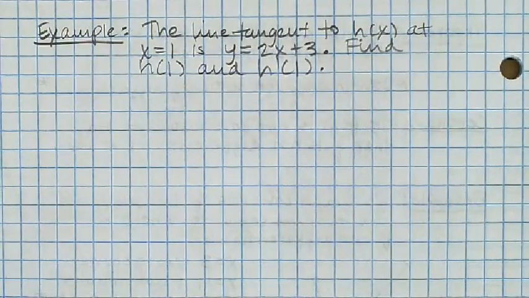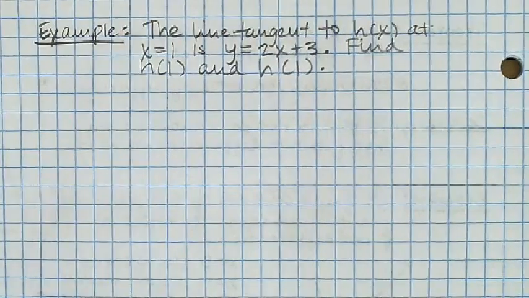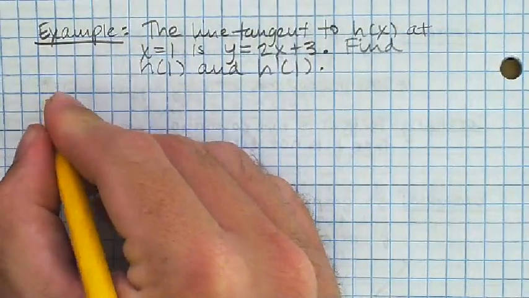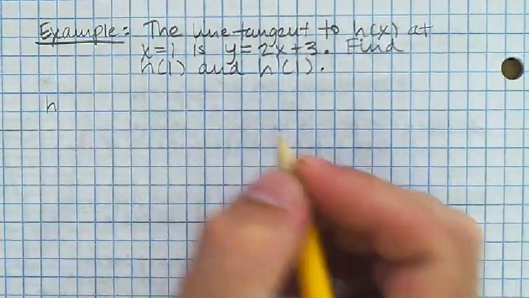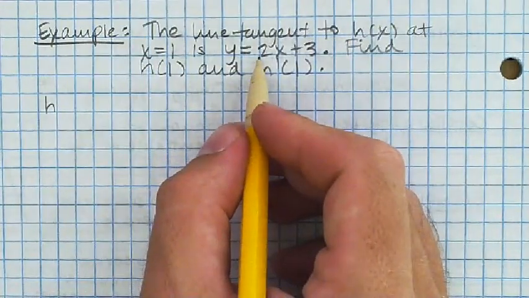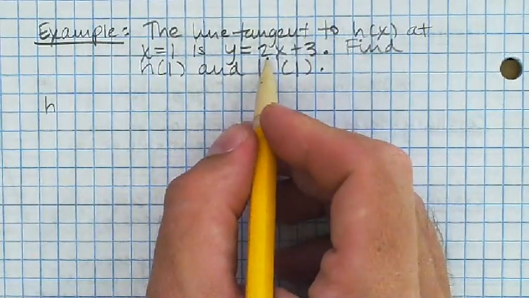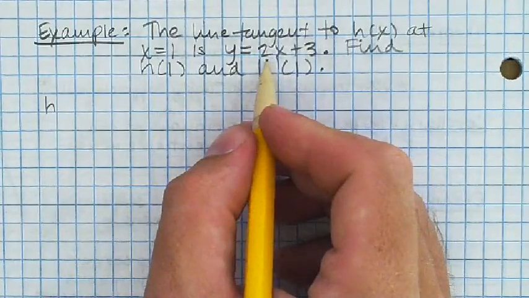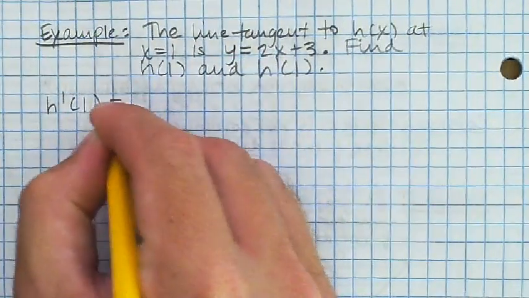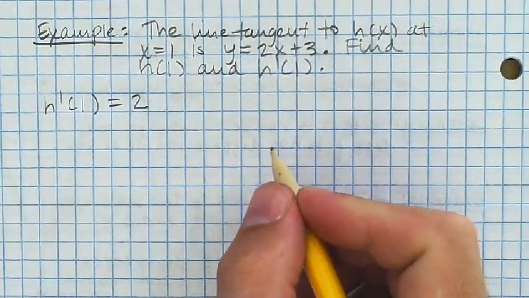Okay, the line tangent to h of x at x equals 1 is given by y equals 2x plus 3. Find h of 1 and h prime of 1. Okay, well, I'm going to start with the easy part. The easy part is going to be h prime of 1, because remember, h prime is the slope of the tangent line to h at the point where x equals 1. I know the slope of the line tangent to h at x equals 1. It's 2. I've got the equation, and the slope is 2. So h prime of 1 is equal to 2.